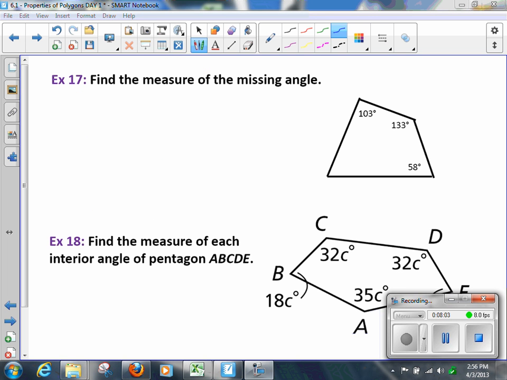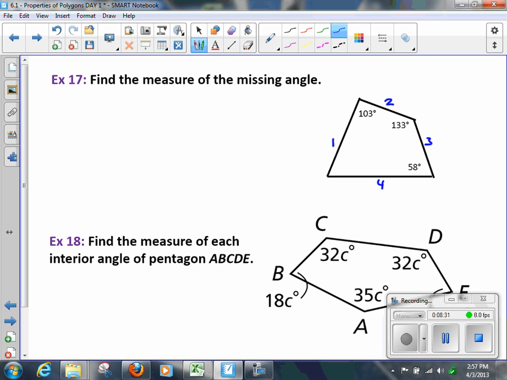Here we go. Find the measure of the missing angle. How many sides does this figure have? 4 sides. So what's the sum of the interior angles of a 4-sided figure? This one's one you have to know. You shouldn't have to figure this one out. A triangle's sum is what number? 180. A quadrilateral's sum is 360.